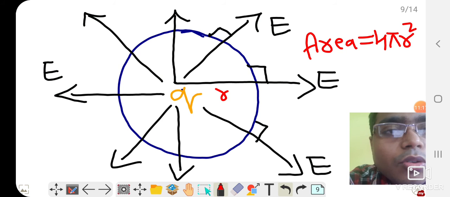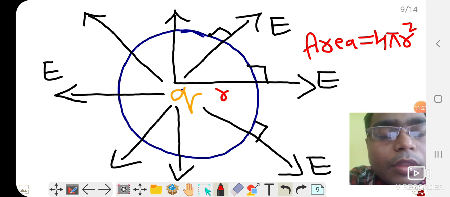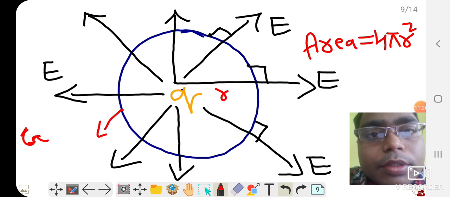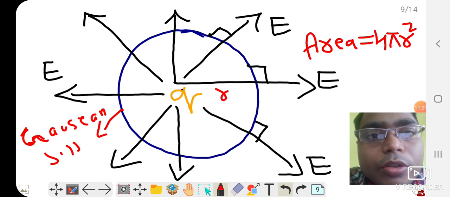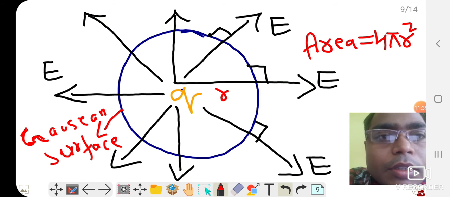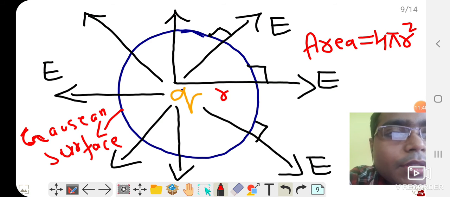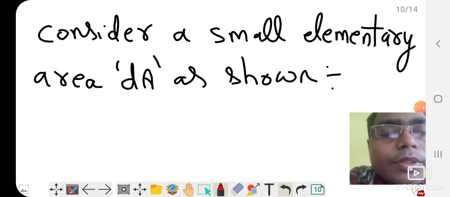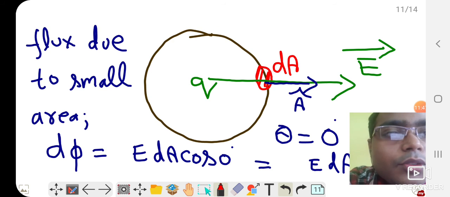Here you can see that all the electric field lines are perpendicular to the Gaussian surface. So which one is our Gaussian surface? This one. This is known as the Gaussian surface, right? For a Gaussian surface the electric field lines will be perpendicular. Here you can see that we have to consider a very small elementary area dA as shown in the figure.